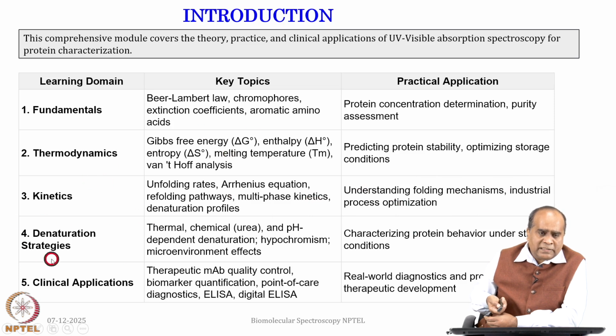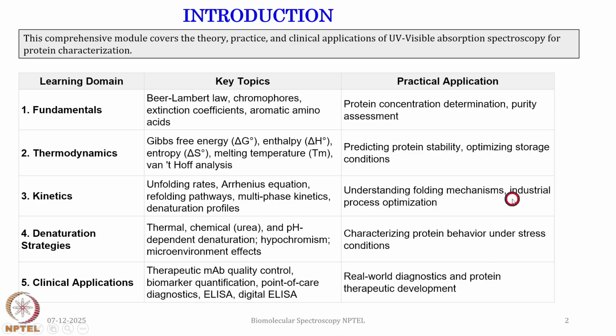Now, denaturation strategy: how you denature the protein. You can heat up the protein for denaturing, that is called thermal denaturation. You can add urea or guanidinium hydrochloride, that is chemical denaturation. You change the pH, and pH dependent denaturation is there. Associated with that we had seen hyperchromism and microenvironment effect, and this helps in characterizing the protein behavior under various conditions.